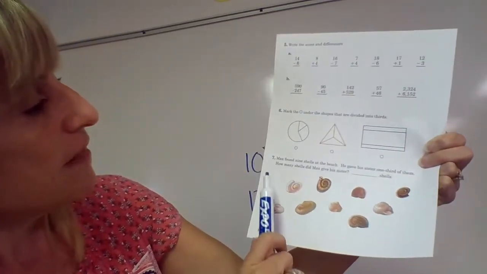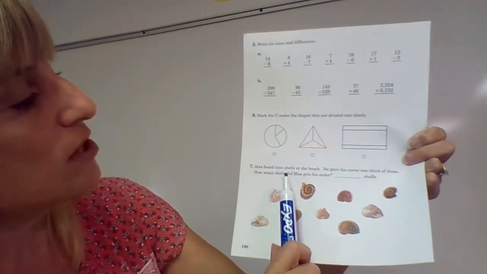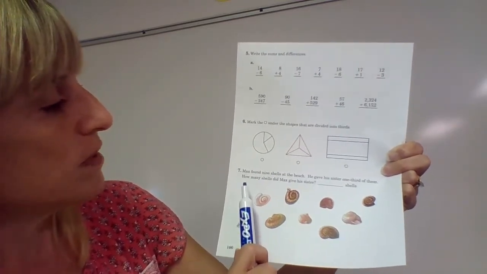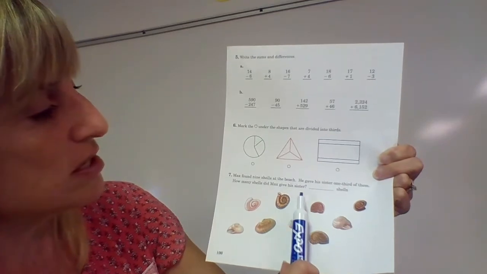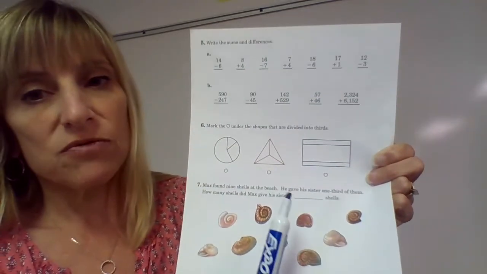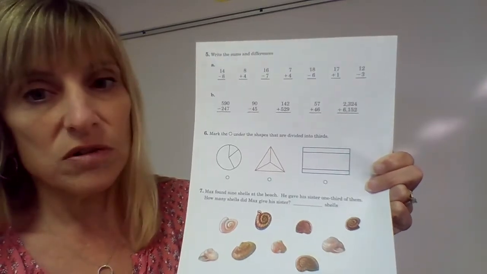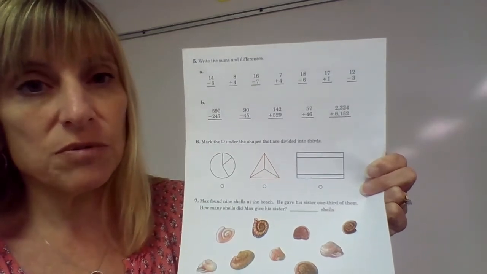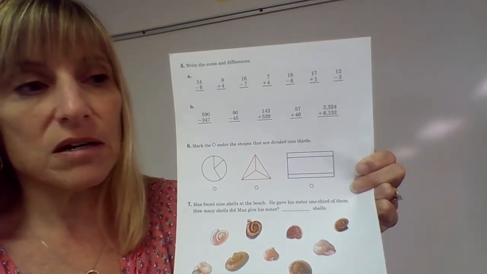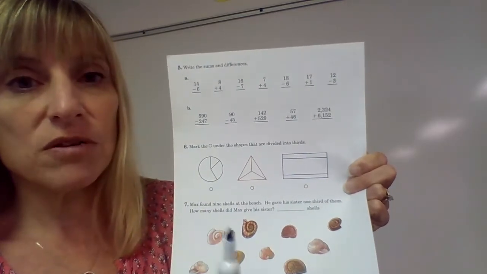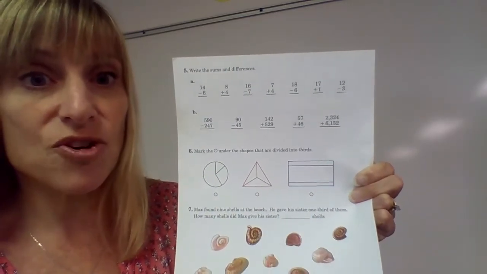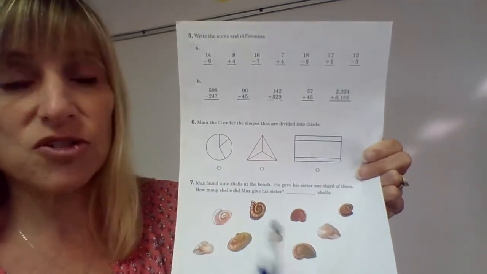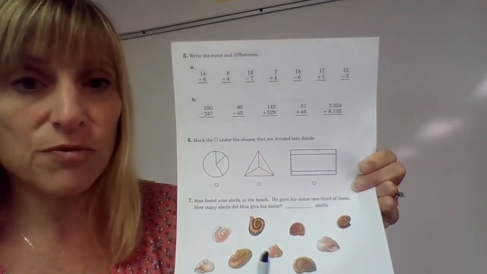Okay. And then number 7 says, Max found 9 shells at the beach. He gave his sister 1/3 of them. How many shells did Max give his sister? You have to write the answer there. You can circle how many shells also. The shells are there to help you. Remember, we did this before the break. I had a bunch of your friends standing up in the front of the room, and we had to divide them into thirds. So hopefully you remember how to do that. If not, just do your best, and this may be something I need to review again.